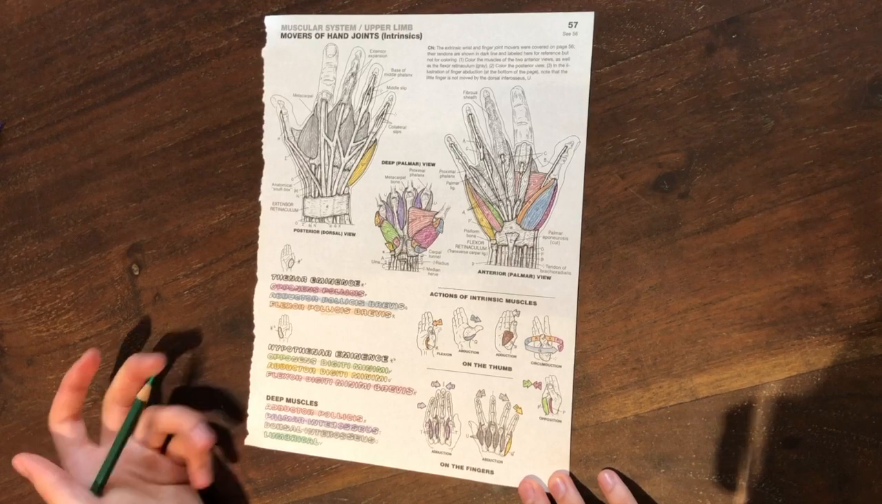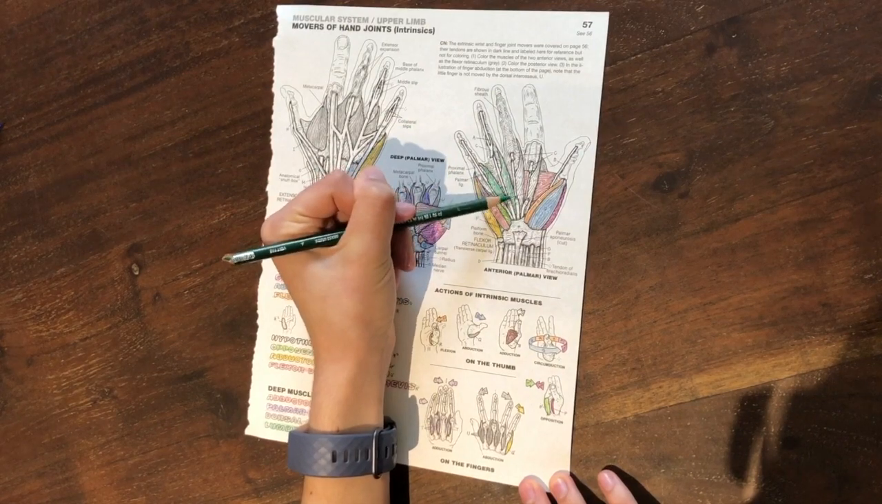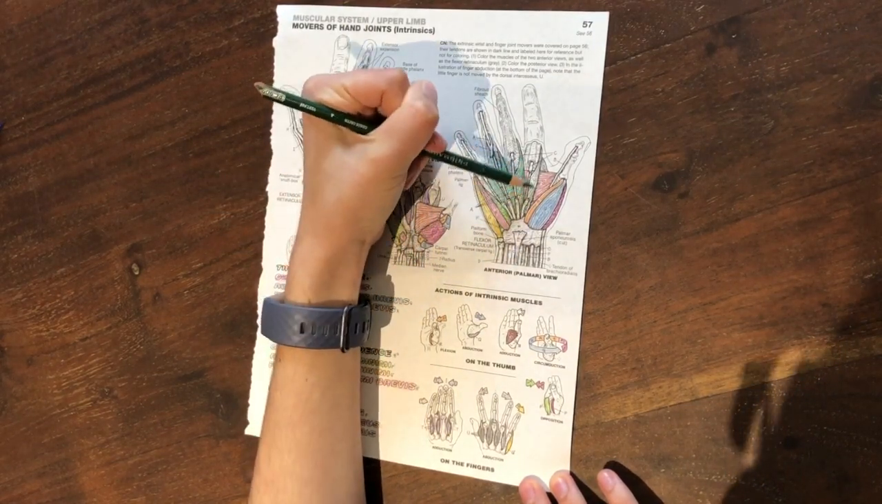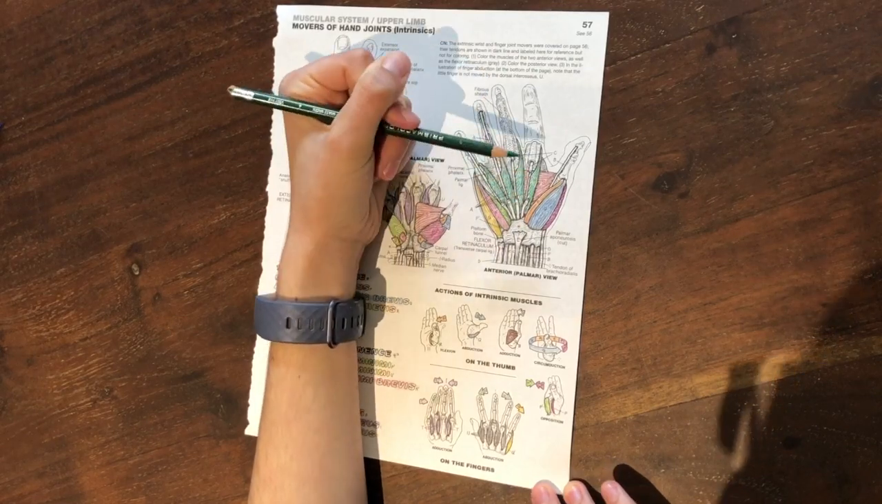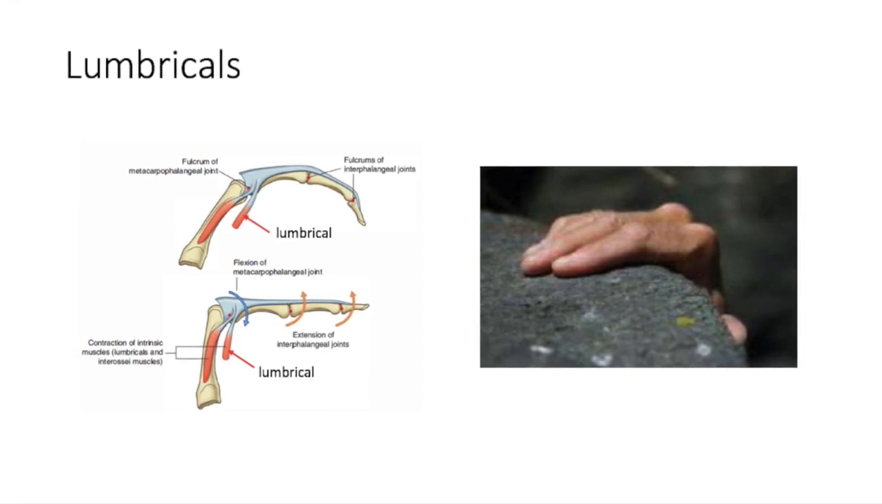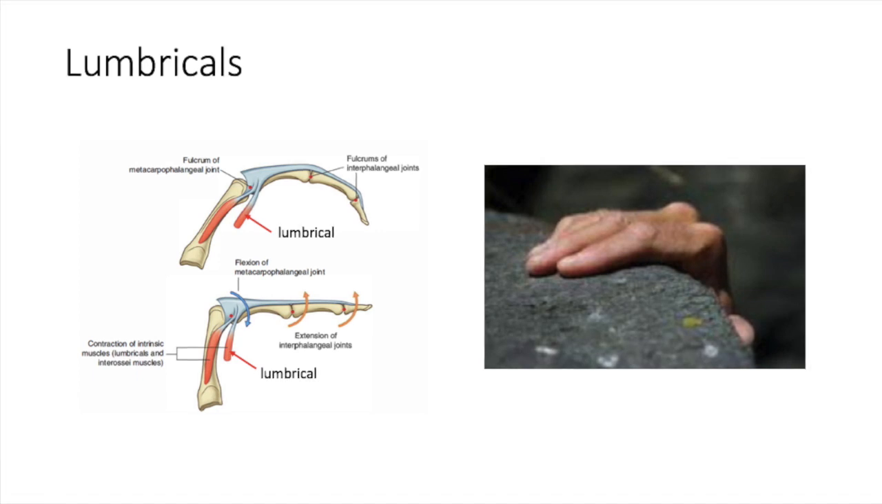Okay, and finally we have our lumbrical muscles in green, and you have 4 of these, 1 for each digit, 2 through 5, and these are worm-like muscles because they extend your interphalangeal joints of digits 2 through 5, and they flex the metacarpophalangeal joints of these digits. And the lateral 2 lumbricals are innervated by the median nerve, and the medial 2 are innervated by the ulnar nerve.